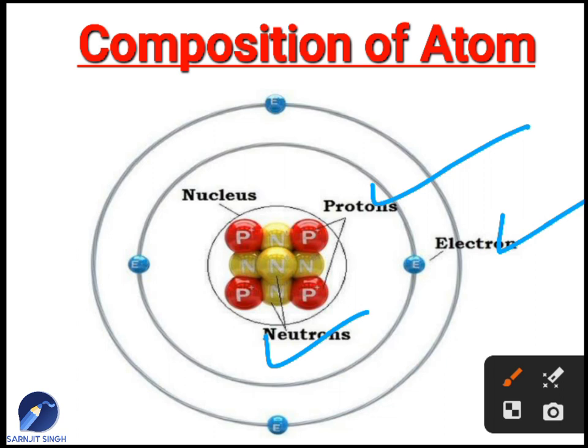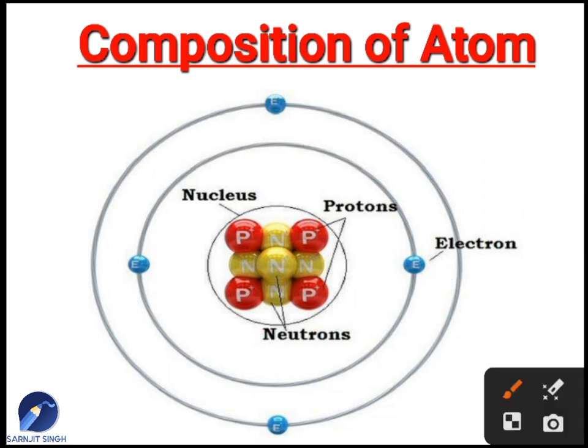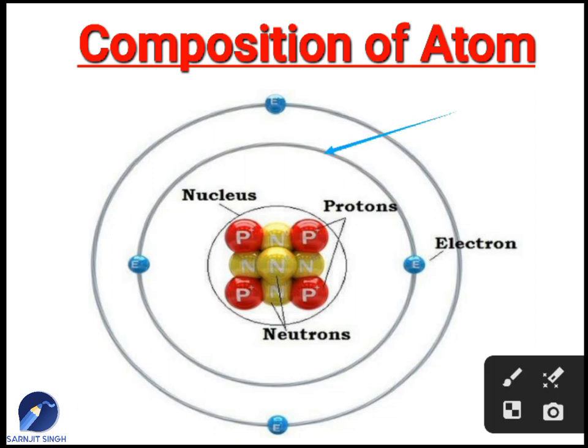Protons and neutrons are present inside the nucleus, but electrons are present around the nucleus, and they revolve around the nucleus in energy levels. This is the first energy level, and this is the second energy level. Clear? And the number of electrons varies according to the type of atom.